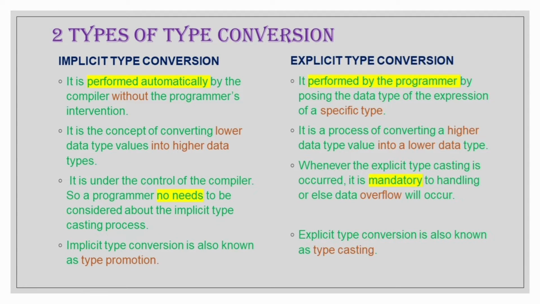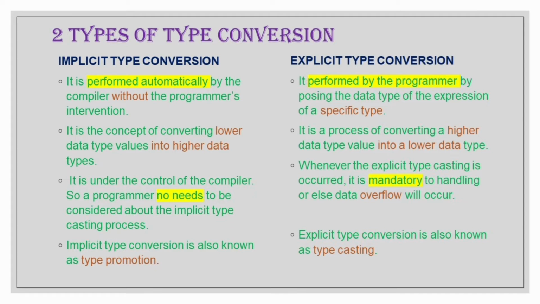There are two types of type conversion: implicit type conversion and explicit type conversion. Implicit type conversion is performed automatically by the compiler without the programmer's intervention, whereas explicit type conversion is performed by the programmer for a specific type of data. Implicit conversion is the concept of converting lower data types into higher data types, whereas explicit type conversion converts higher data types into lower data types.